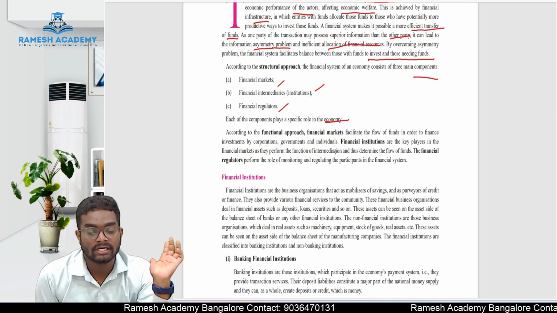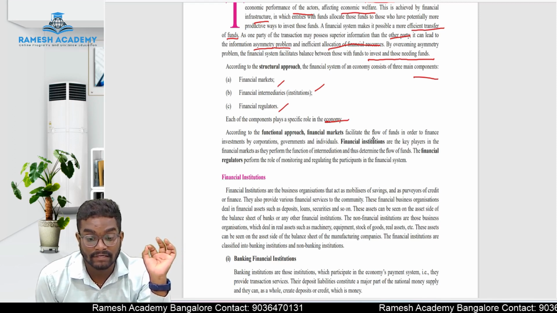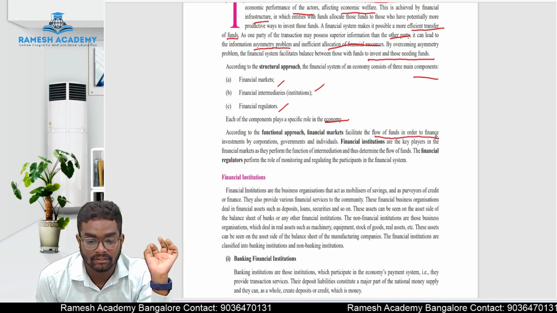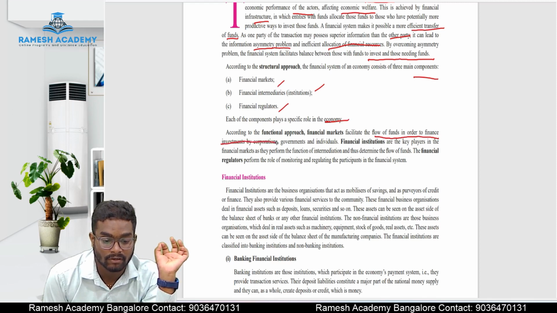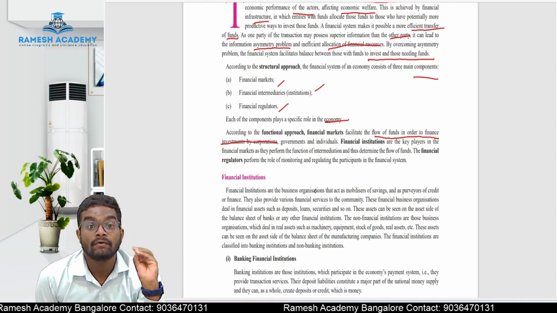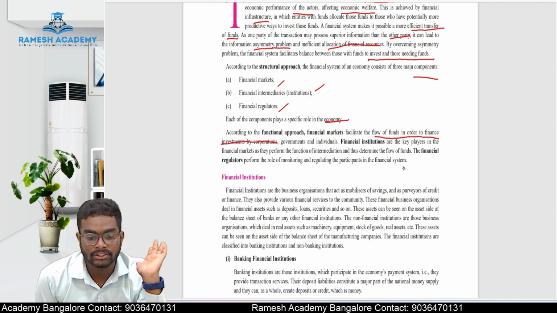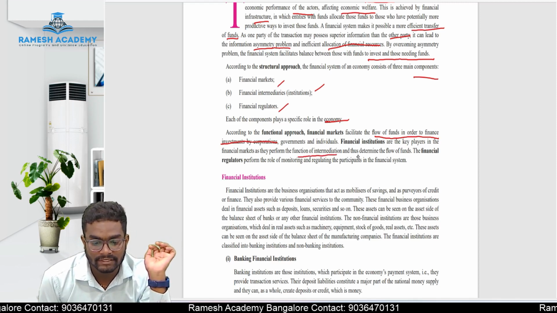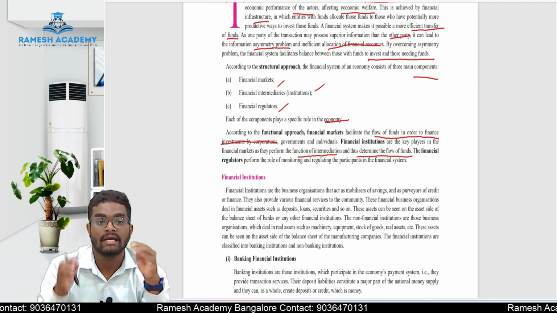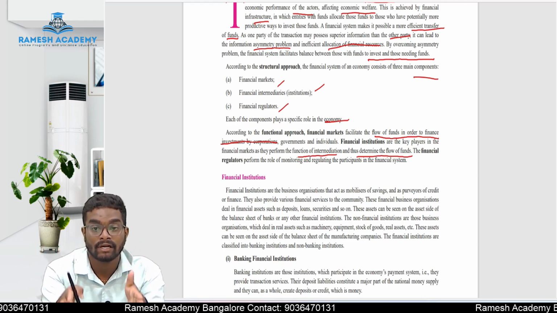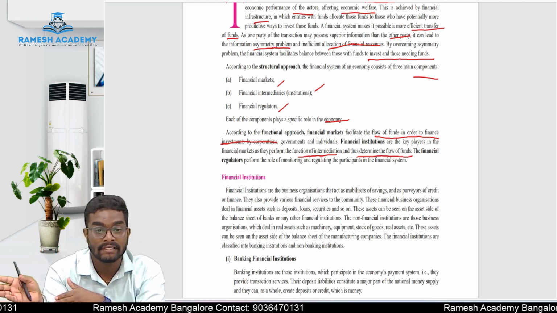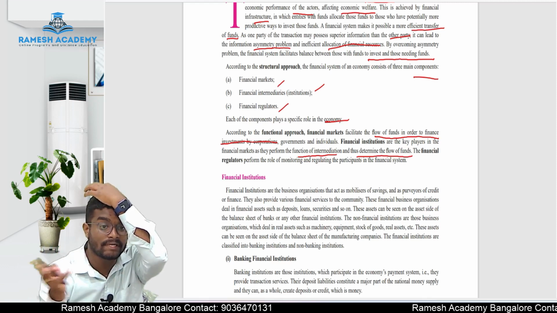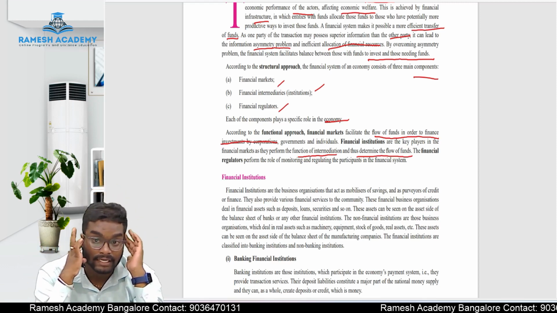So under the functional approach, financial markets facilitate the flow of funds in order to finance investment by corporations. So it will enable the flow of funds. Financial institutions perform the function of financial intermediation and thus determine the flow. They are used for exchange of funds. So if I have an account in one bank and the other party has one in another bank, there will be a transfer of funds. So financial institutions help in that.